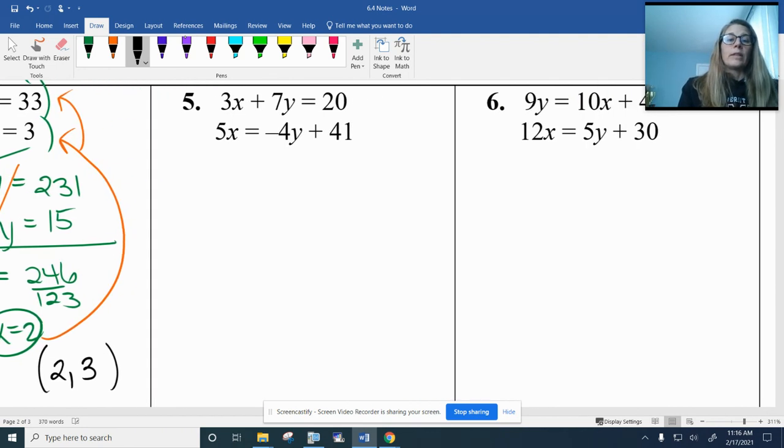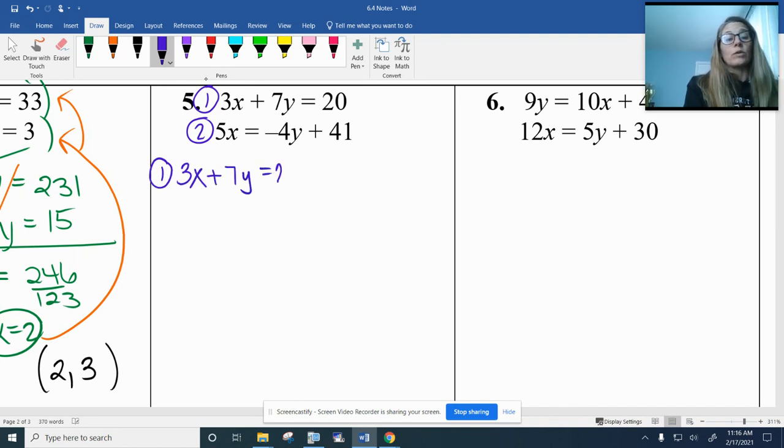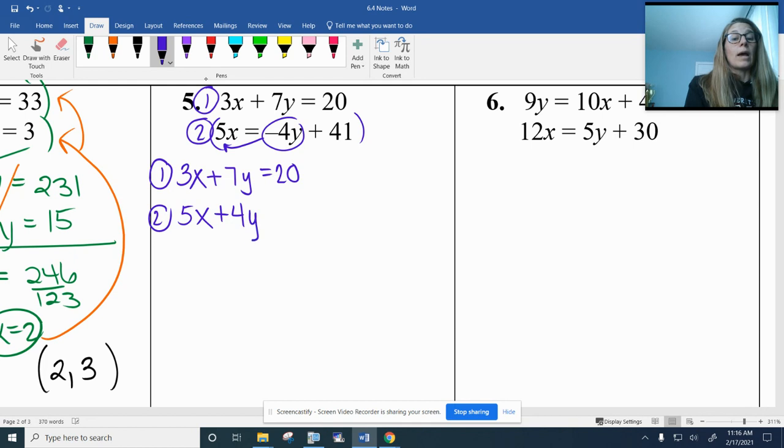All right, so before we do anything here, we want to make sure that this one has two standard form equations. The first equation here is already in standard form. The second one is not. So the first one, I'm going to just recopy it as it is, 3x plus 7y equals 20. But the second equation, I'm going to move that 4y over. So now I have 5x plus 4y equals 41.